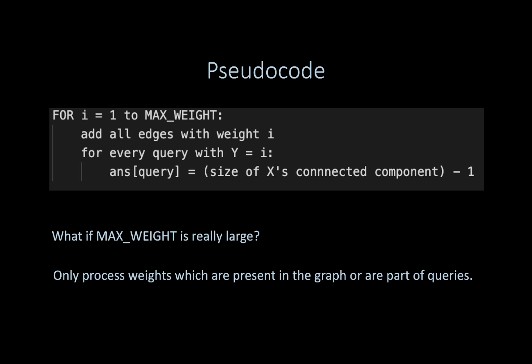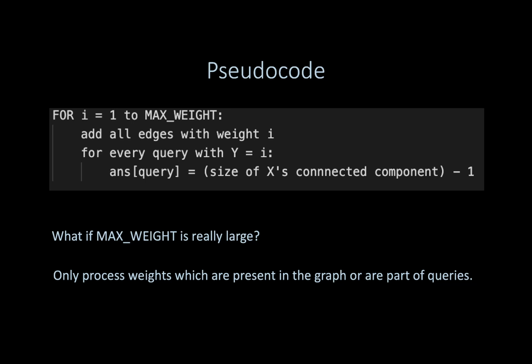And that means that instead of iterating I from 1 up to the maximum weight, it suffices just to get a set of all values which are either the weight of one of the edges or is the y value of one of the queries. And if we get the set and sort it, we only need to process values of I which are present in this set. And so we simply loop through all values of I which are in this set when sorted in ascending order. And this is the same algorithm, except we skip iterations where nothing happens.